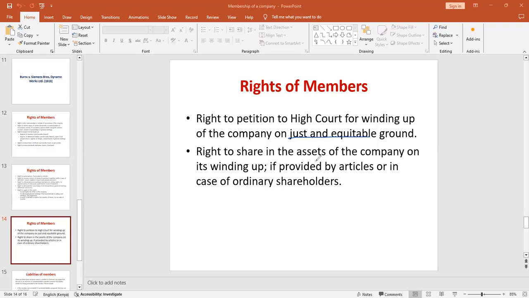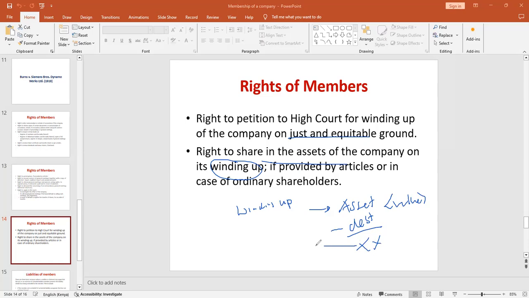Of course, you also have a right to share the company assets upon winding up. So what happens? Let's say the company is winding up. Step one, what are the assets of the company? More so, what's the value of these assets? So we get the value of the assets. What are the company debts? Subtract the debts. Is there any surplus left?